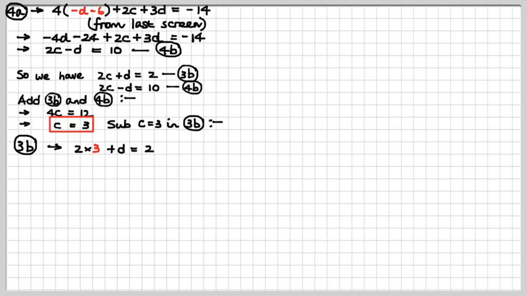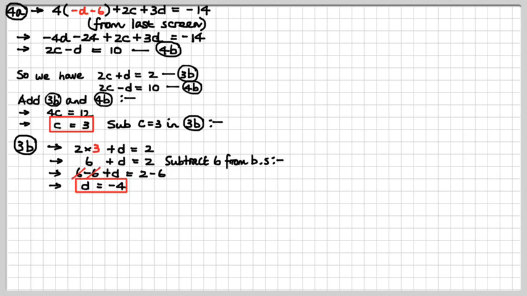And what do we get? We get that, 2 times 3 plus D equals 2, therefore 6 plus D equals 2, therefore D equals minus 4. Yes, minus 4. Now that's terrific. So now we've got C and D.